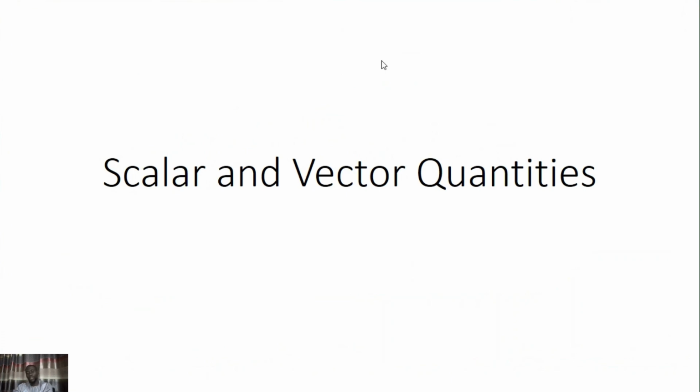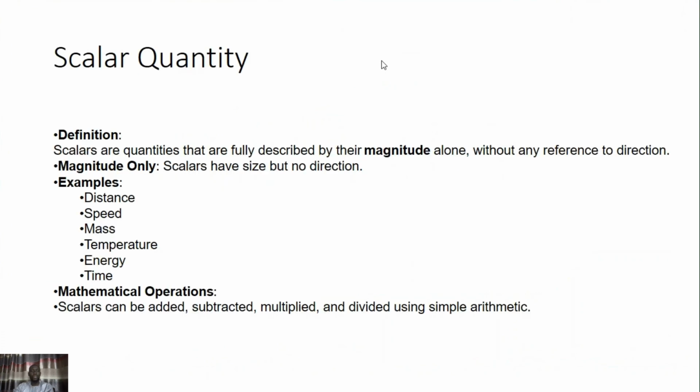In this video, I will be discussing scalar and vector quantities. Scalar quantities are quantities that have only magnitude but no direction, and usually their values are in numbers with no reference to direction. Examples of scalar quantities are distance, speed, mass, temperature, energy, and time.